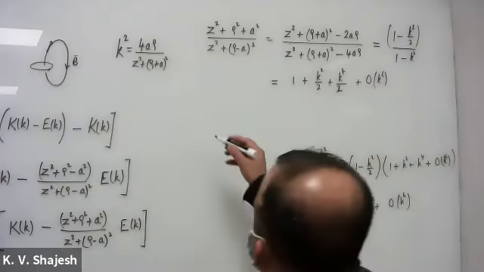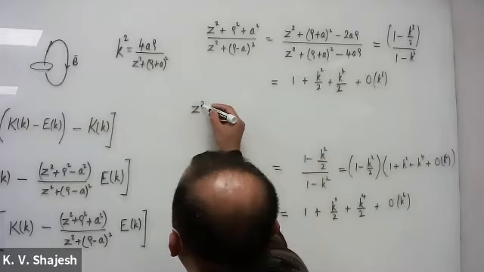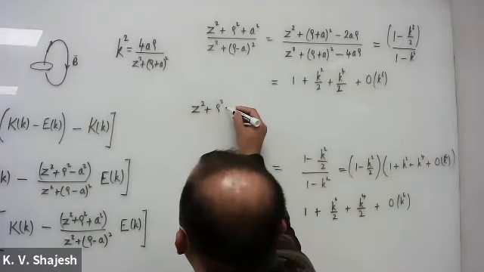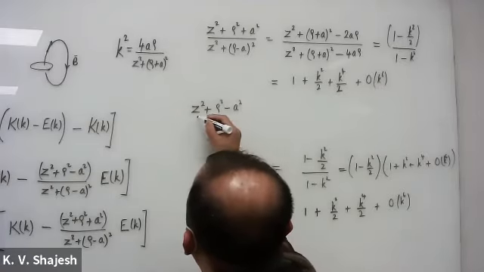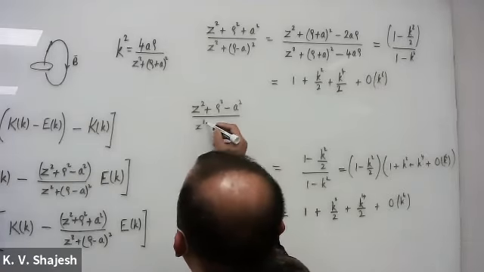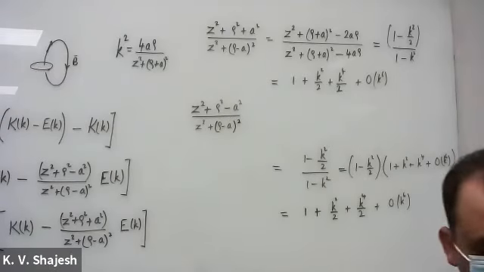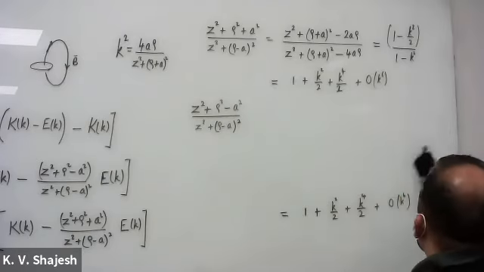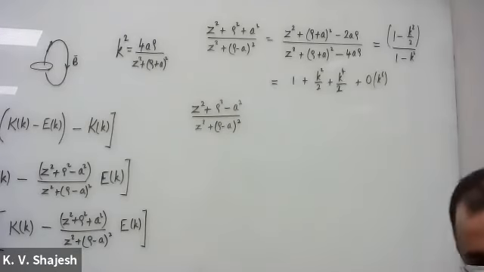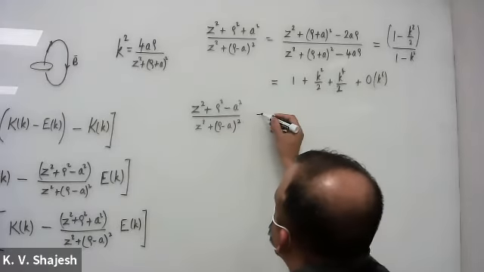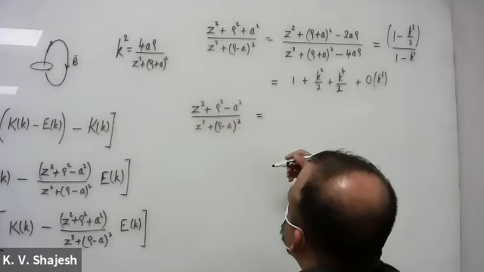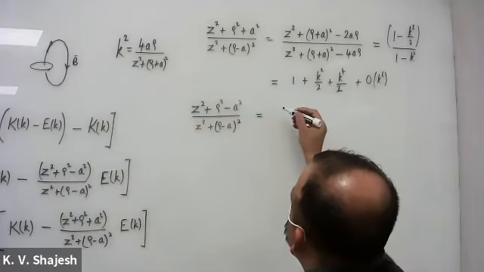Same thing with the other expression. We have (z² + ρ² − a²) over (z² + (ρ − a)²). It's slightly trickier, but the idea is the same. We want to keep as much as possible in terms of k². So if I want to write this as k², what will I do?